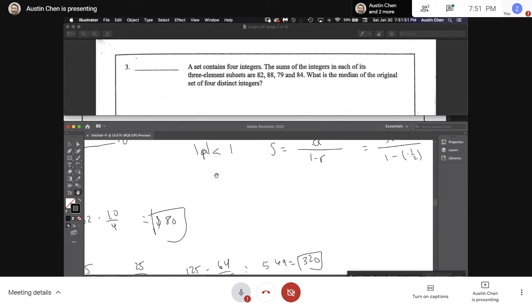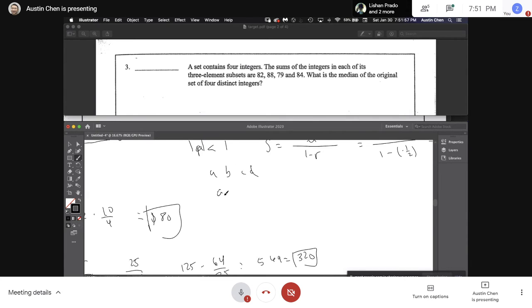Okay, well, if our integers are a, b, c, d, then we have a plus b plus c equals 82, and b plus c plus d is 80. It doesn't matter which set of 3 I use here, as long as they're different, because this is just a general set, we don't care about order anyway.